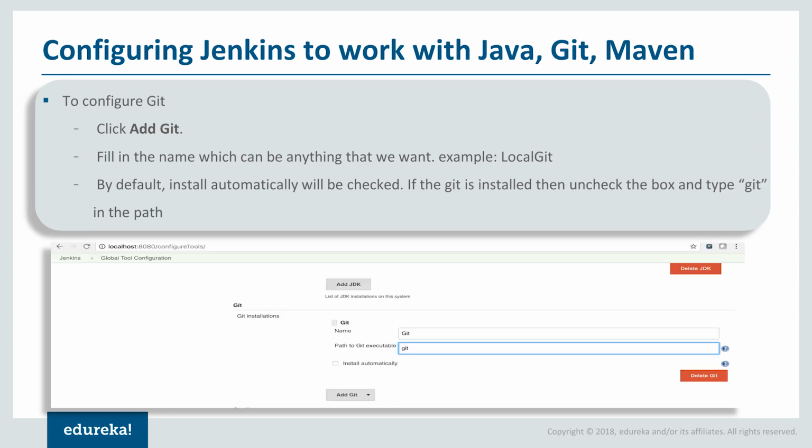For Git, again, not so much complication is required. You just click on Git and give the name. Typically, you don't need to put the path for Git because Git is already executable. So you don't need to give the exact path to Git.